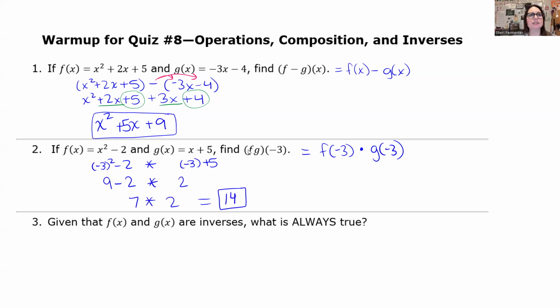So this is f times g of negative 3. So I'm plugging negative 3 into both functions. And whatever I get, I'm going to multiply those values together.